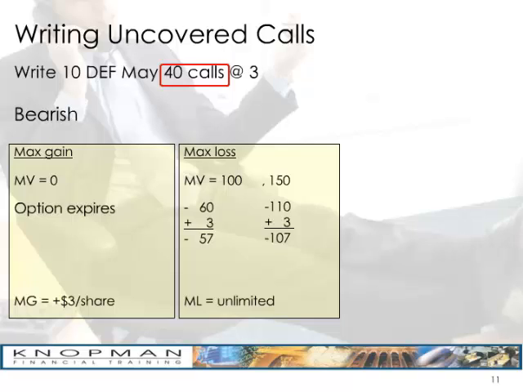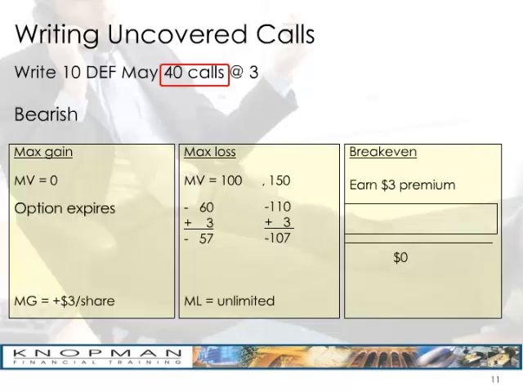So the investor will be required to post margin. And finally, the break-even point. Well, in this case, we sold the option, so we earned the $3 premium. So what would need to happen to break even? Well, we earned that $3 premium. Okay. So to break even, we'd have to lose that money back, because break even means our profit or loss needs to be exactly zero.